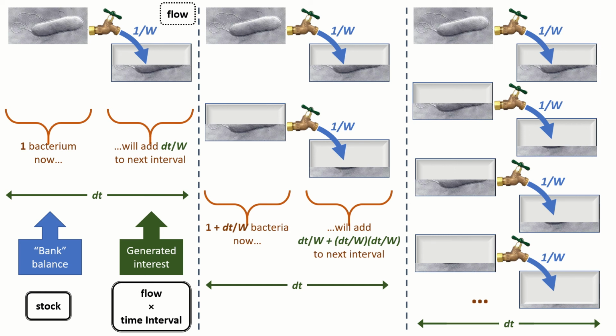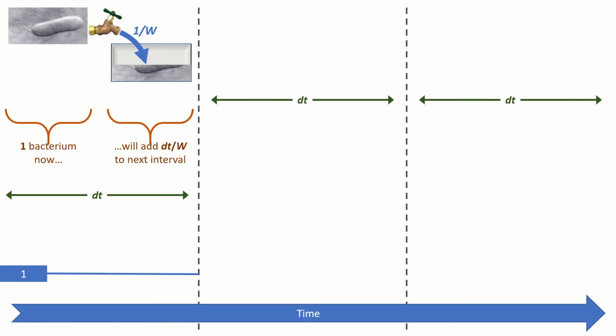We have a stock, we calculate an interest, and that interest is going to be the flows times the time interval, and that generates an interest, which we add. So those two end up adding as interest to become new stock, and that gets added again, and so on and so forth. And we can simulate this thing just like we did before.